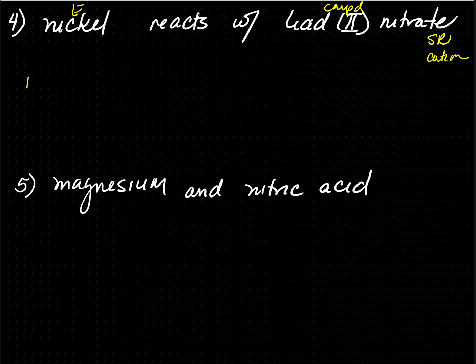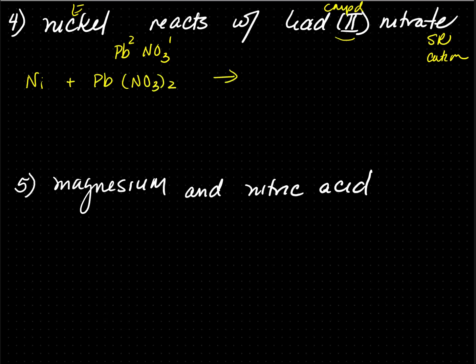So now I need to write my symbols. Nickel reacts with lead(II) nitrate. Since lead is a metal, this is an ionic compound, so we need to find the charges. Lead has a charge of 2, given to you in the parentheses. Nitrate is a polyatomic with a charge of 1. Crisscross, so this becomes Pb(NO3)2.